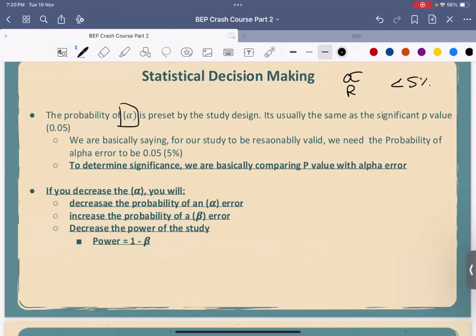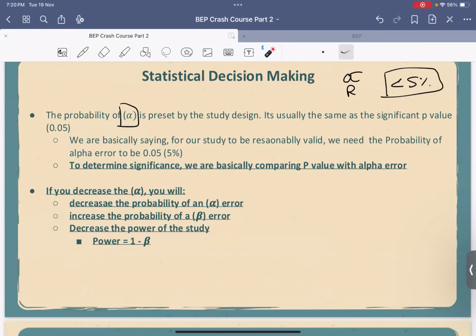You kind of get where I'm getting to here. 5% again. Okay, so this is exactly the same as the p-value. And this is a new concept. To determine significance, we are basically comparing the p-value with the alpha error we put in the beginning. We set the alpha error to be 5%. So we're saying that if the probability of alpha error happening is less than 5% in this study, then this is probably statistically significant.